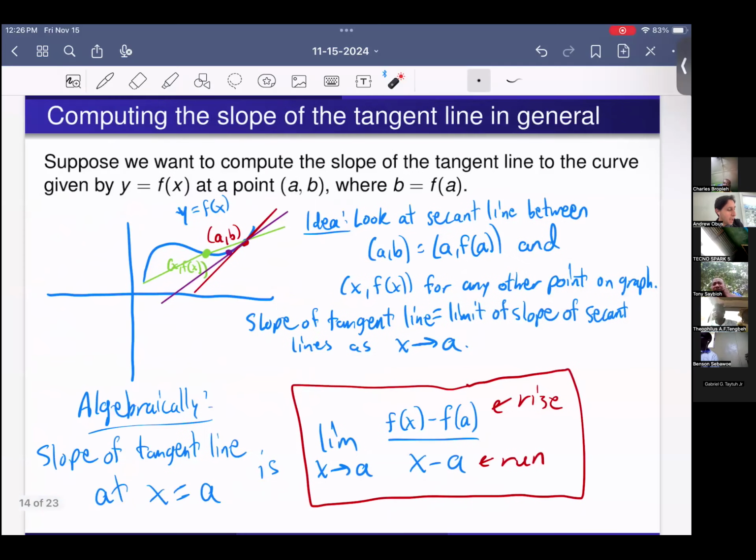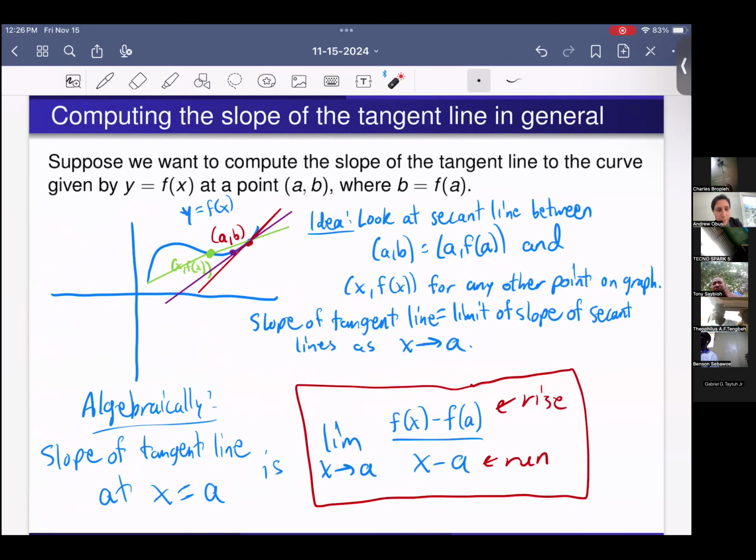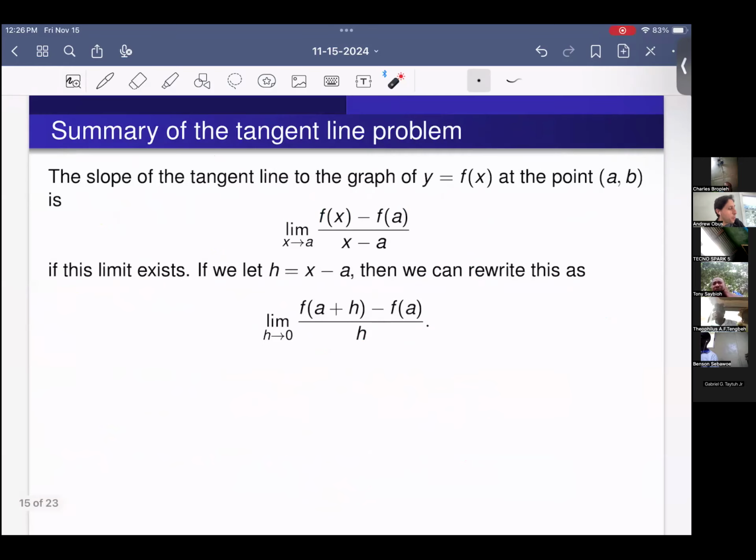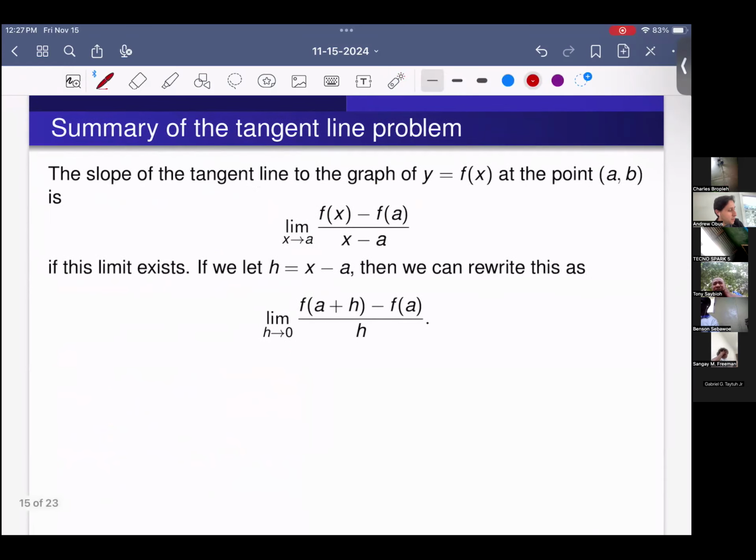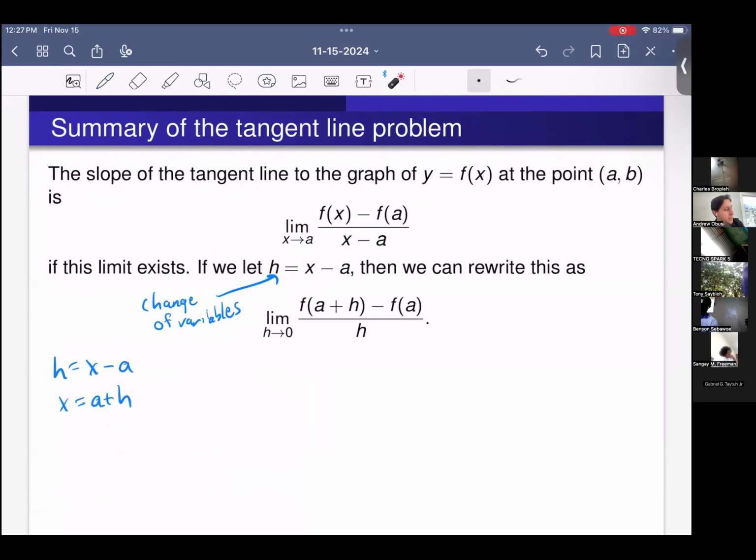Okay, and so this is important enough that I'm going to write it on its own slide, right? So the slope of the tangent line to the graph of y equals f of x at the point a comma b is exactly this limit. This is just rewriting what I wrote the last time. And sometimes you can make a change of variables. So if you make a change of variables here, h equals x minus a, right? If we have this change of variables, h equals x minus a, that tells us that x is equal to a plus h. So we can substitute this in.